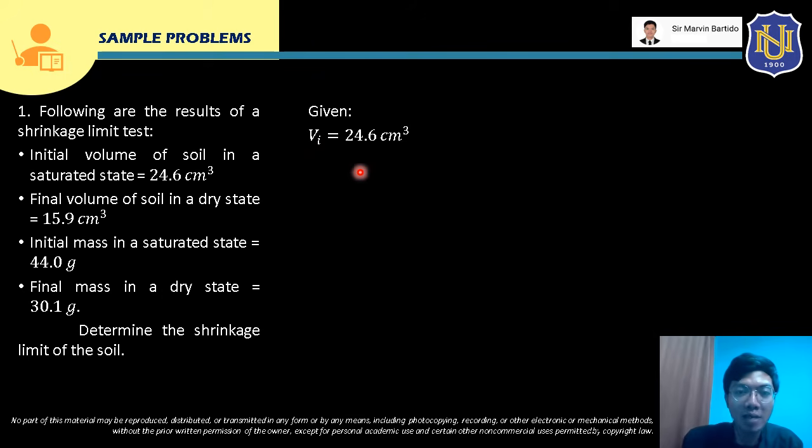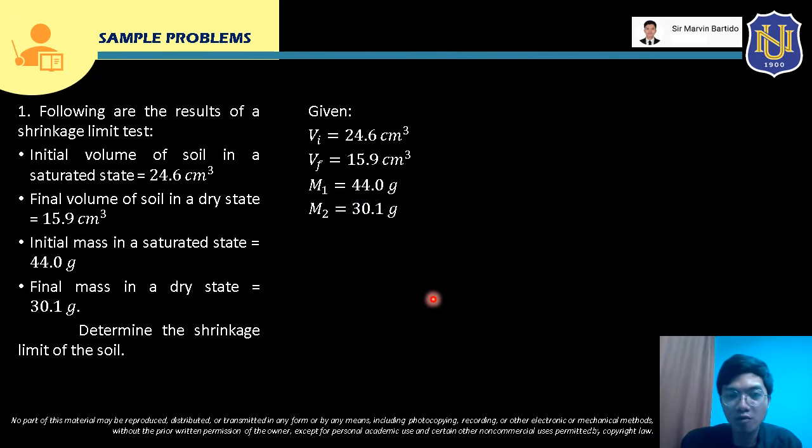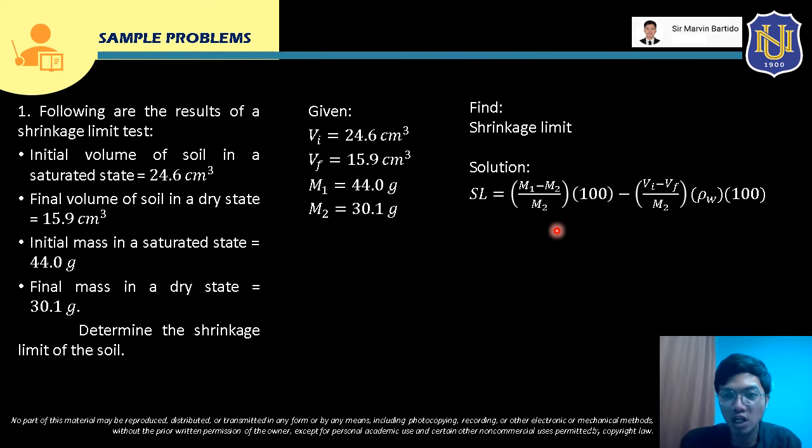So we have V sub I of 24.6, the initial volume of the soil. And then we have the final volume of the soil, 15.9 cubic centimeters. The initial mass, the wet soil, is 44 grams. And the mass of the dry soil is 30.1, which is M sub 2. M sub 1 is the wet soil. For this problem, we are going to solve the shrinkage limit. So our formula for shrinkage limit is this. We are just going to substitute our givens: M sub 1, M sub 2, V sub I, and V sub F.